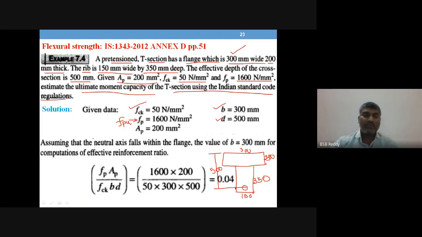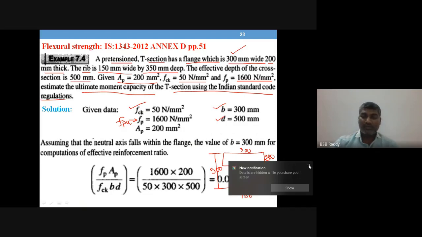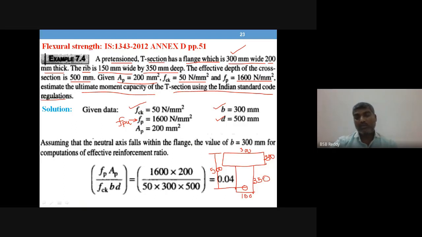Right now, to begin, we don't know whether the neutral axis falls in the flange or web. Okay, so what we do, to use that codal formula, we assume that the neutral axis falls in the flange itself, within this flange. So that is why B will be 300 for all these computations. So use the formula again, FPU APS by table 11, B D FCK.